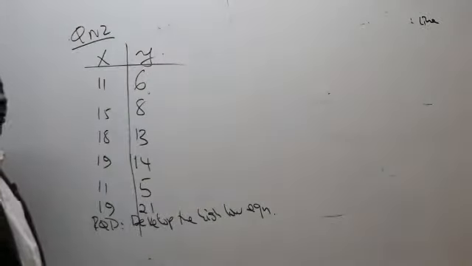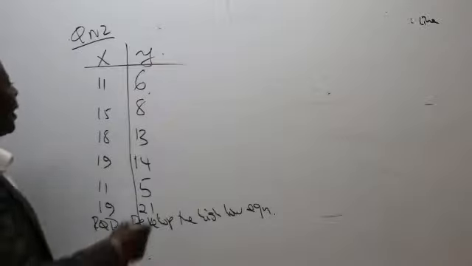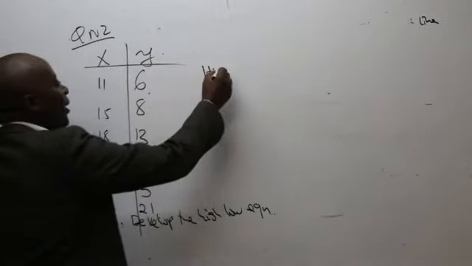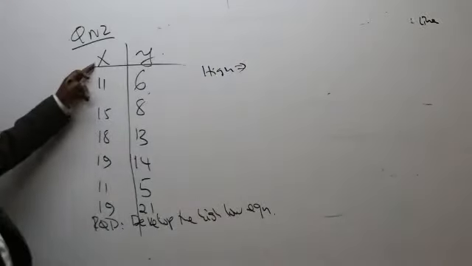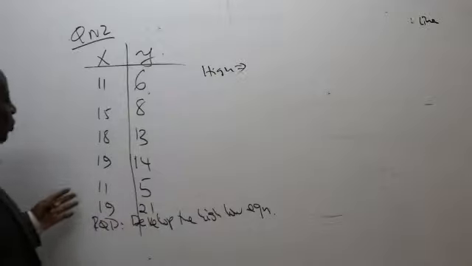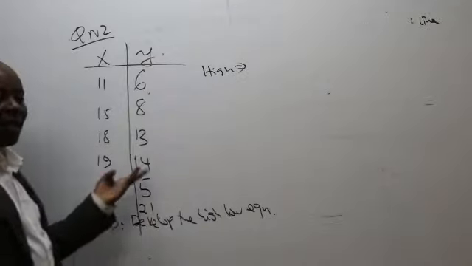So, ladies and gentlemen, develop the high-low equation. Sasa high hapa ni gani? Ninapoenda kutupa macho kwa high, x, I realize there are two of them. What do we do? We'll have to pick the highest of the highest.